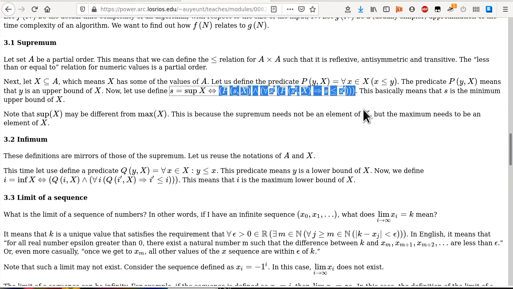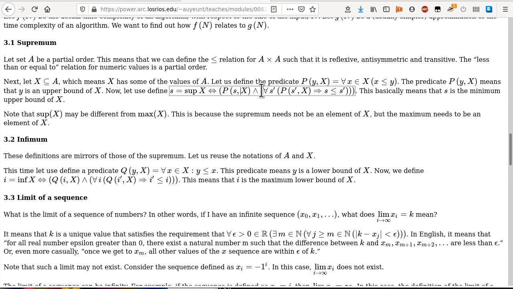So now we need to read this portion here and find out exactly what it is saying. The first part is saying P(s, X). It doesn't say it's true, but that implies P(s, X) has to be true. So if P(s, X) is true, that means s, which is called the supremum of set X, is indeed an upper bound. So we know that s is an upper bound.